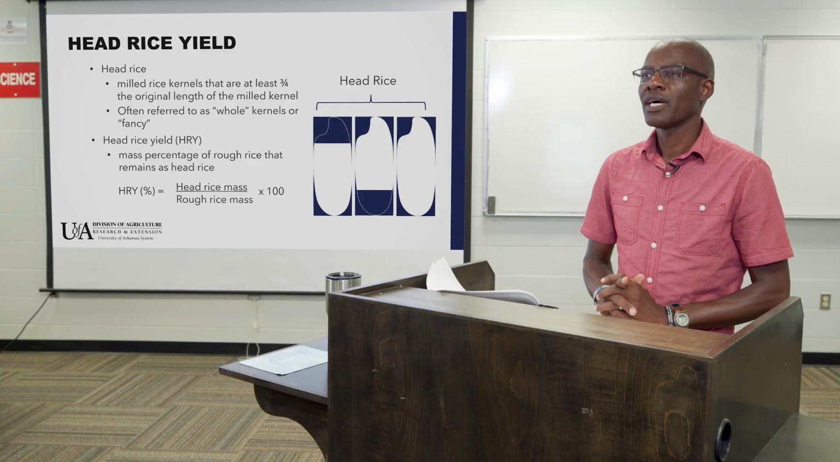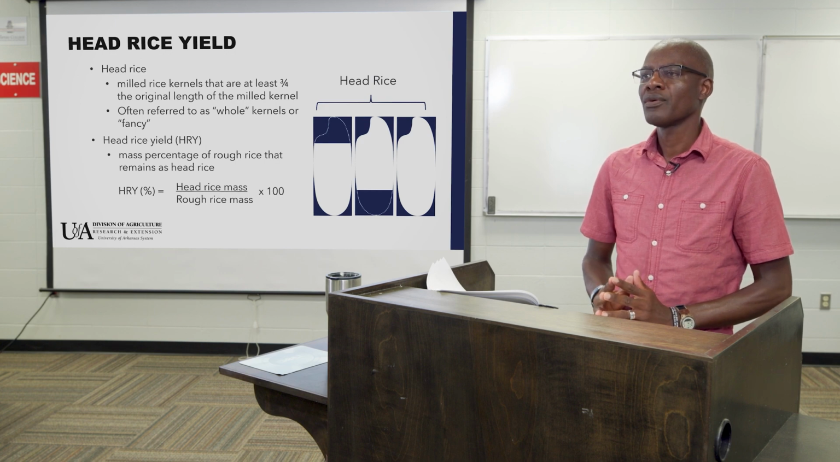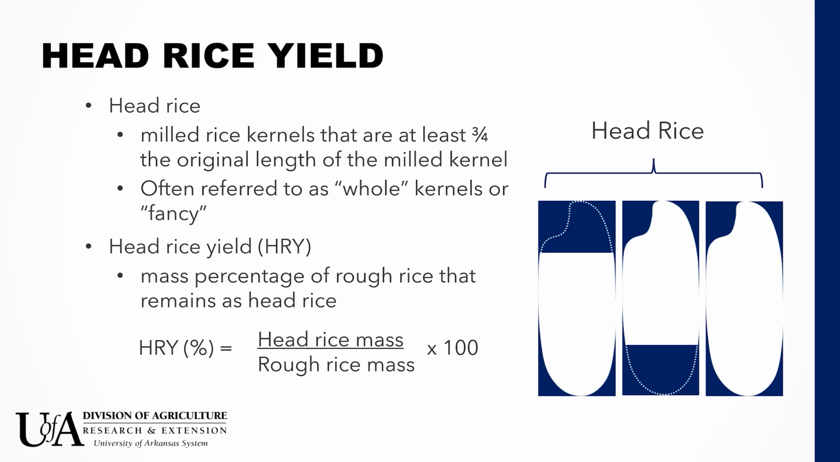Head rice, by definition, again, as you can see here, is the milled rice kernel that is at least 3/4 the original length of the milled kernel. It's often referred to as whole kernels, or in some literature as fancy. And so head rice yield is the mass percentage of rough rice that remains as head rice. And you can see in that equation there, head rice yield is calculated by taking the head rice mass, dividing that by the rough rice mass, multiplying that by 100.